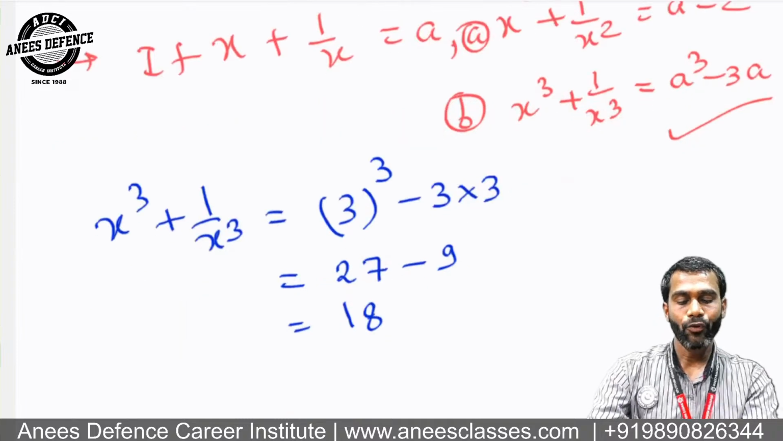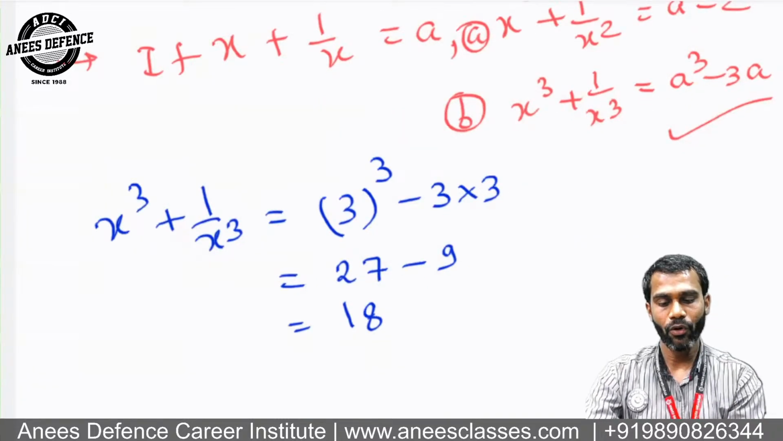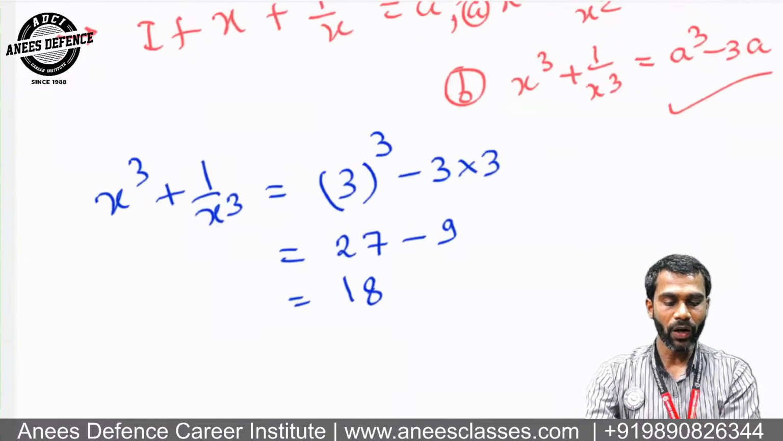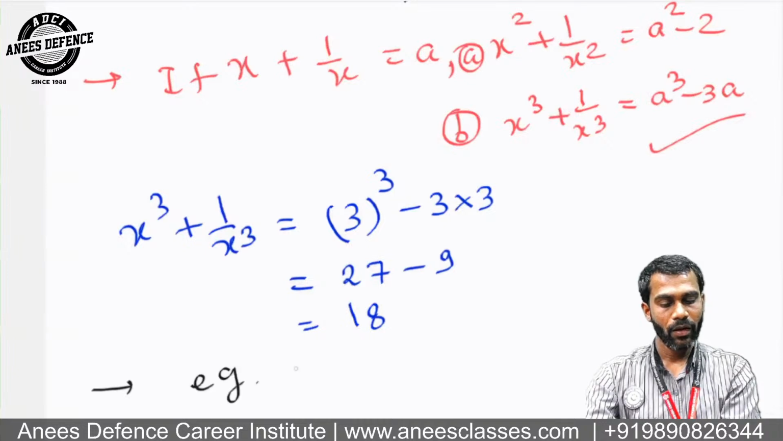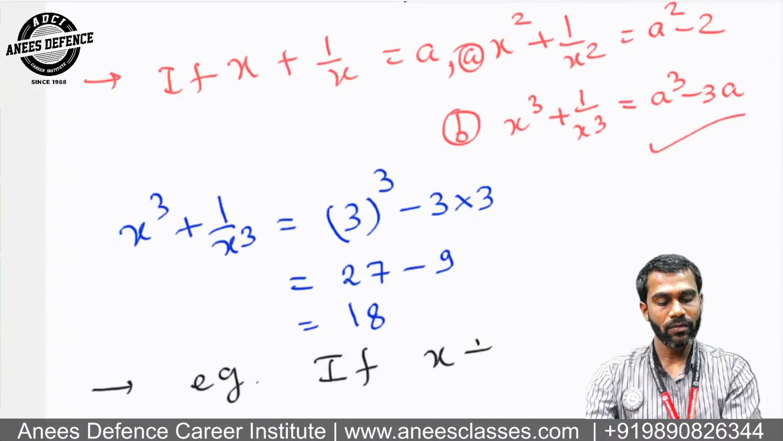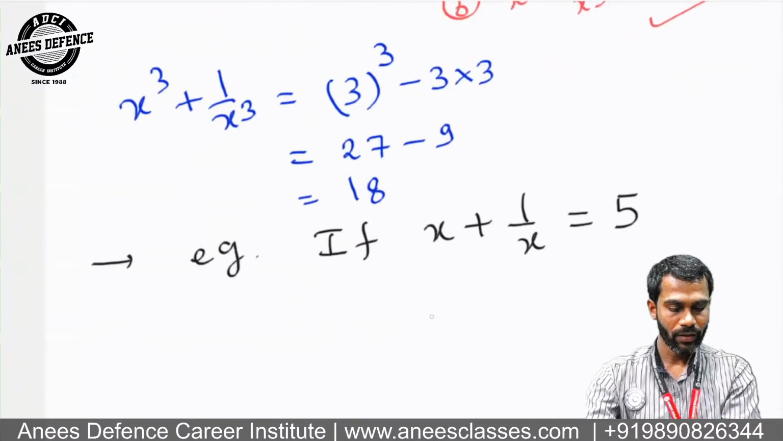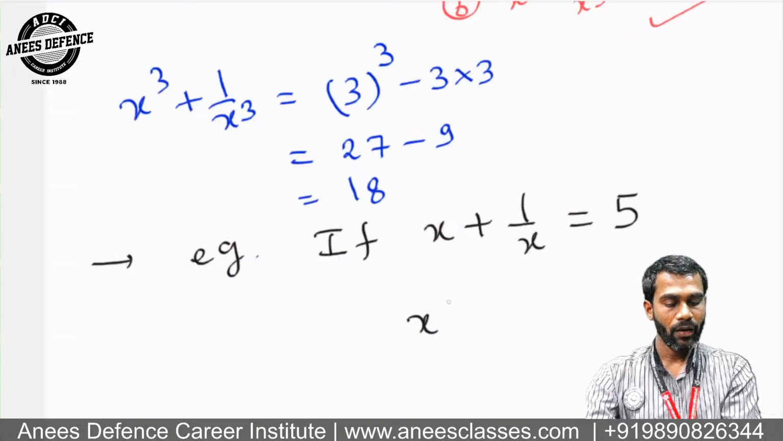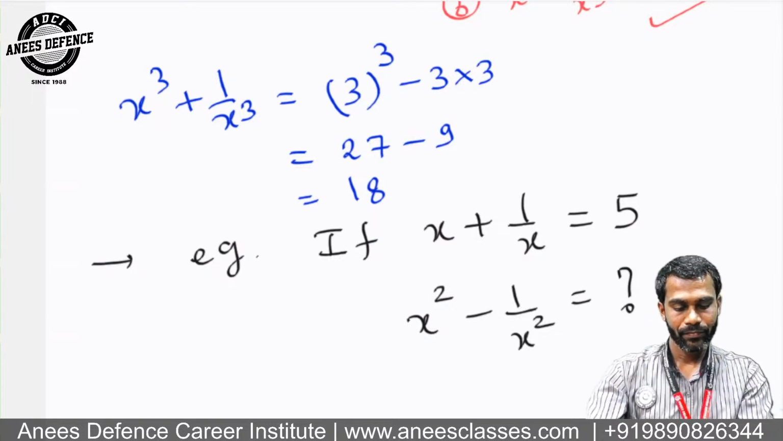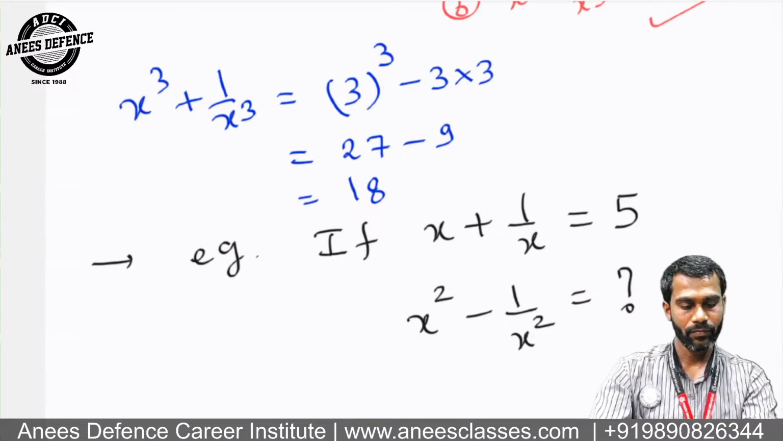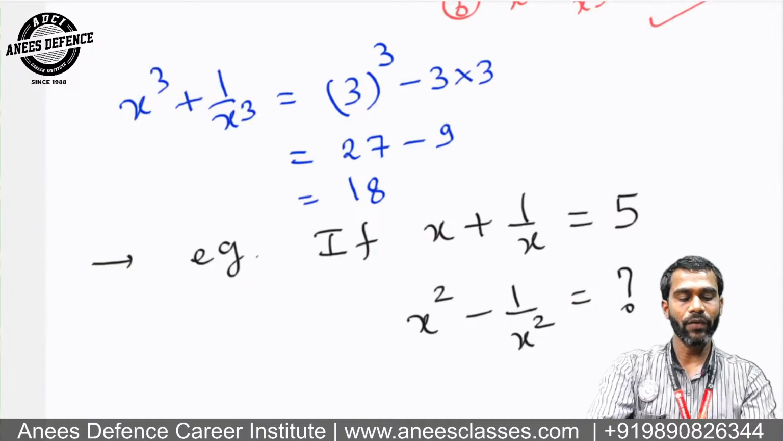Shall we move ahead? 27 minus 9 is 18. Okay. Now, let me ask you one more question. Suppose we have, next example, if x plus 1 by x is equal to 5, and you need to tell me x square minus 1 by x square. Okay, Amar, very good. Please try to solve it. Very easy.